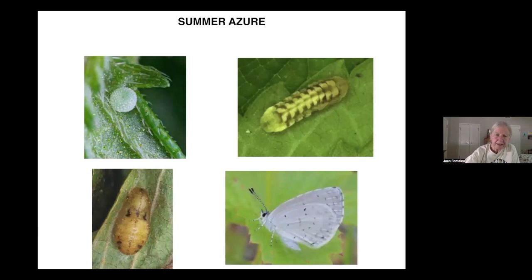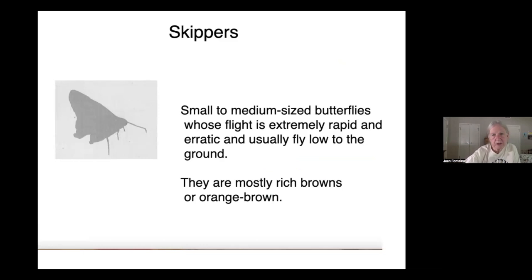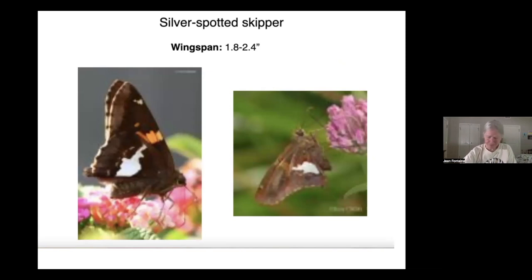And then you have the skippers, and the skippers are very fast, and they're mostly browns and orange browns. And the one I see most at this time of year, and I actually see them all year round, all spring and summer, is the silver spotted skipper, and it has that very bright silver spot on the hind wing.